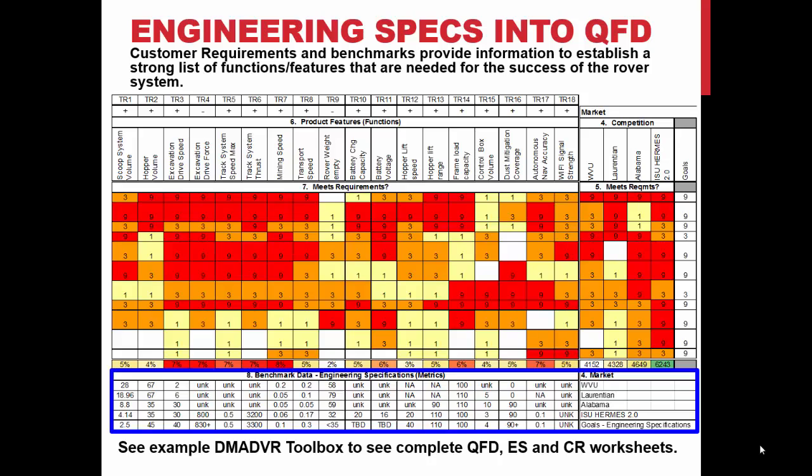You can look at the DMADVR toolbox examples to see the complete list of information, as well as other attributes such as the trade-off area, looking at how each of the features relate to each other, whether they're complementary or in conflict. Another item I want to point out here is that you can see the decision matrix in there and the values that each of these systems has.